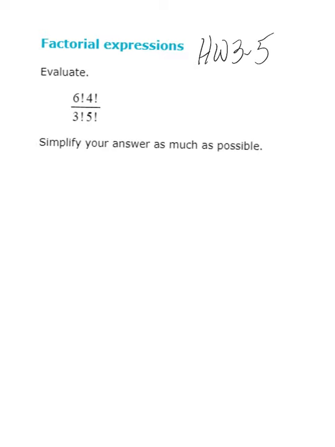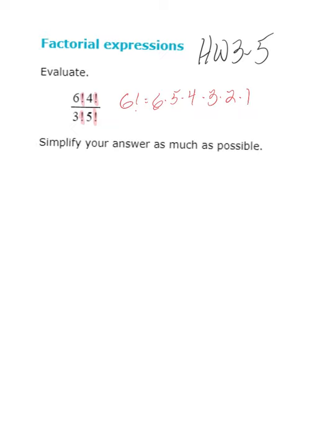This little symbol that you're seeing here, the exclamation point, is called a factorial symbol in math. What a factorial symbolizes is, for example, 6 factorial is 6 times 5 times 4 times 3 times 2 times 1, all the way down. So it's just shorthand for that.